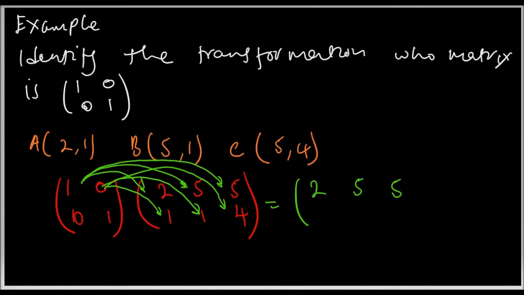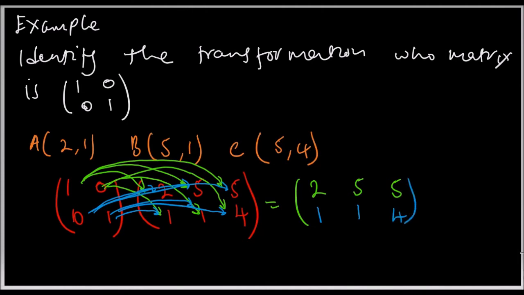Then you come to the second row and you do the same. 0 times 2 is 0 and 1 multiplied by 1 is 1, so 0 plus 1 gives you 1. Then 0 times 5 is 0 and 1 multiplied by 1 is 1, so 0 plus 1 is 1. Then 0 times 5 is 0 and 1 multiplied by 4 is 4, so 0 plus 4 is 4. So that is how you write that in form.